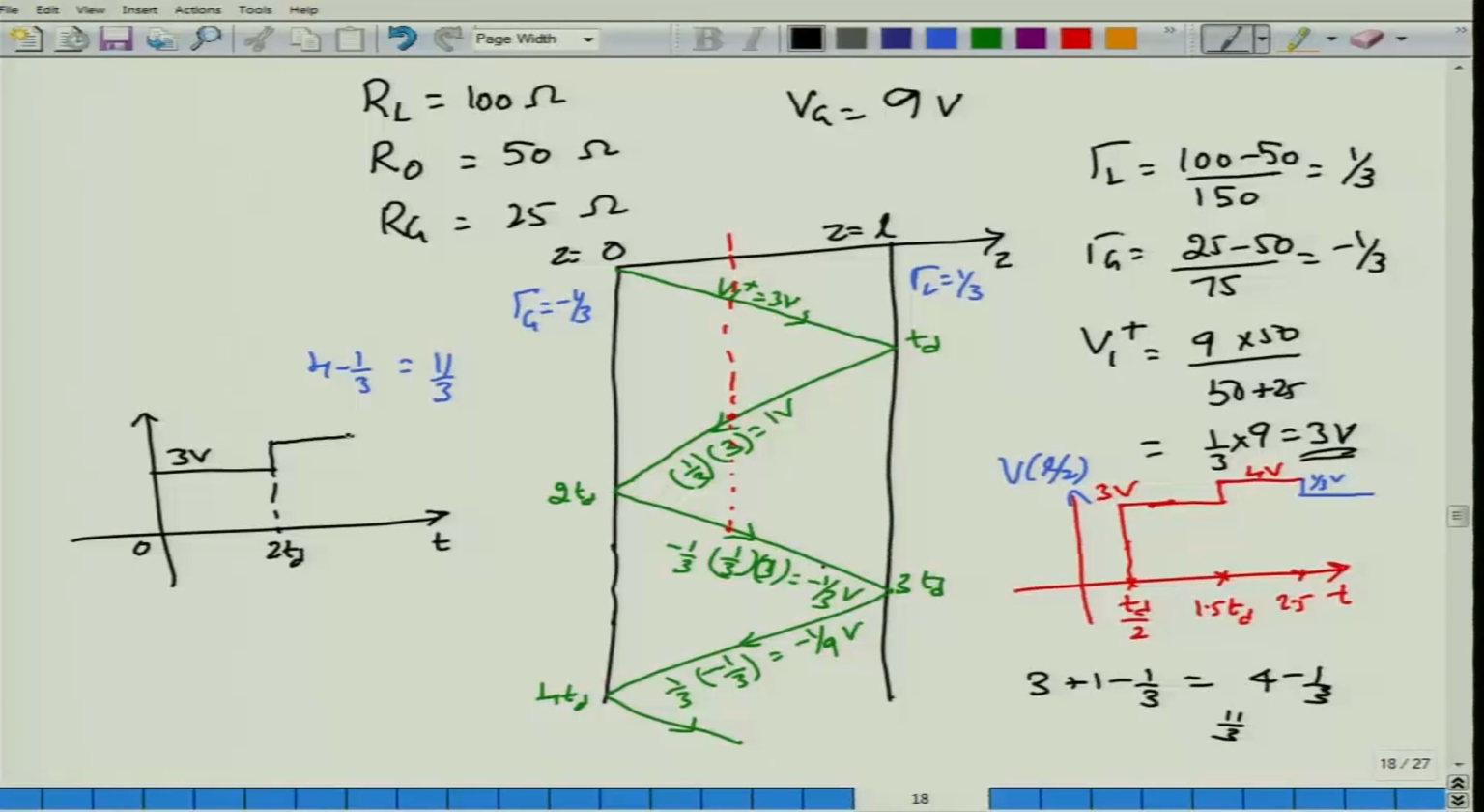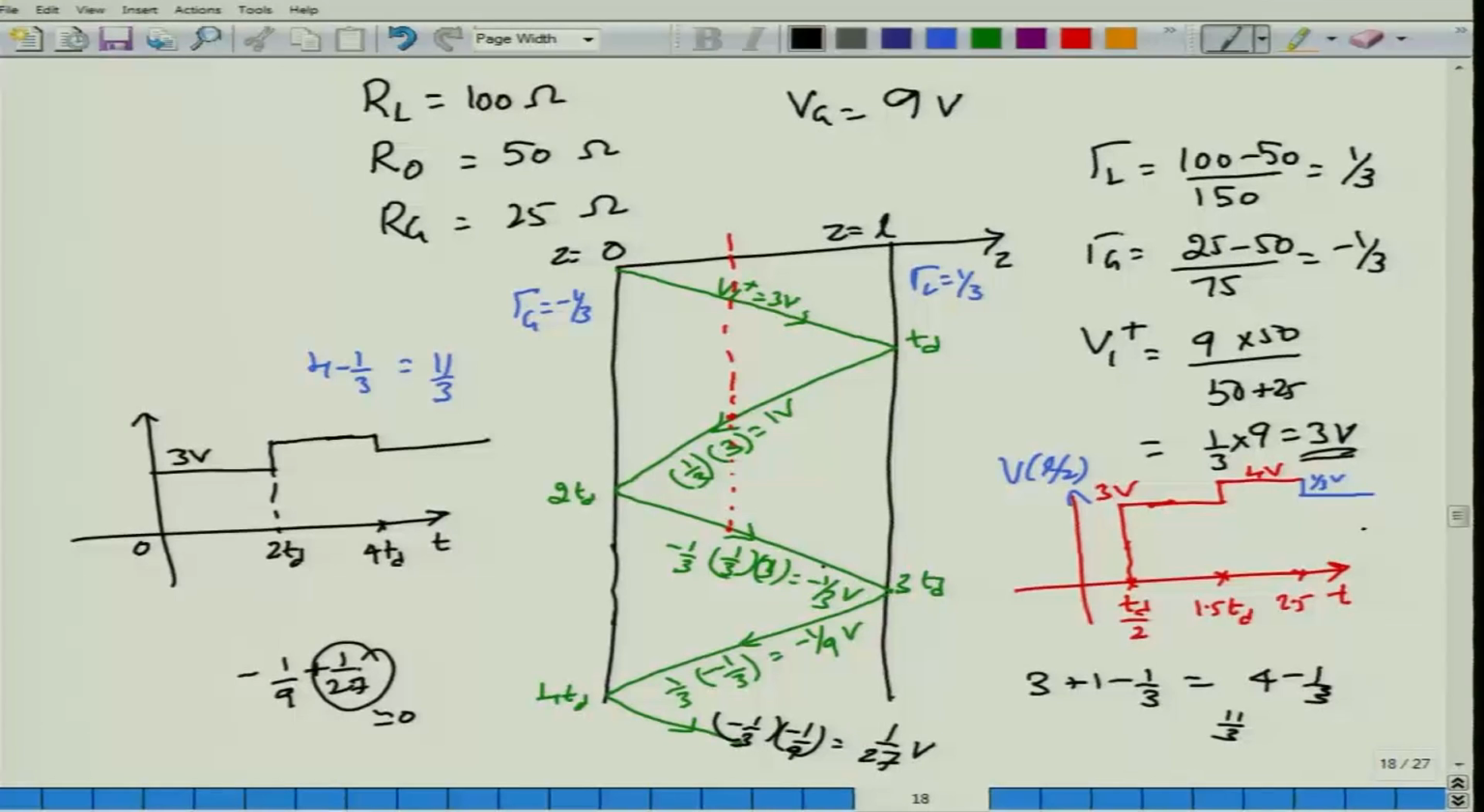It would continue in this way, and at 4 times Td you will now have a voltage of minus 1 by 9 coming in, and a voltage change of minus 1 by 3 into minus 1 by 9, which is 1 by 27 volt change. So, the total jump will be minus 1 by 9 plus 1 by 27. Clearly 1 by 9 is larger in magnitude than 1 by 27. This can be approximately equal to 0. So, there is a small drop in the voltage, and then this continues as it is. This is how the waveforms would look.